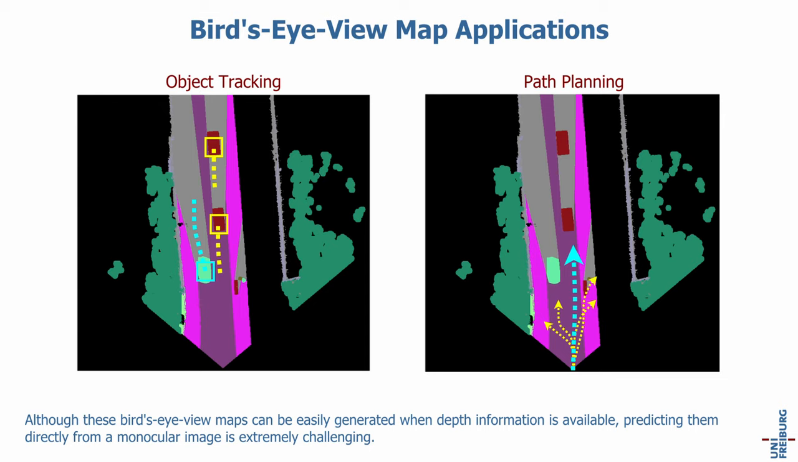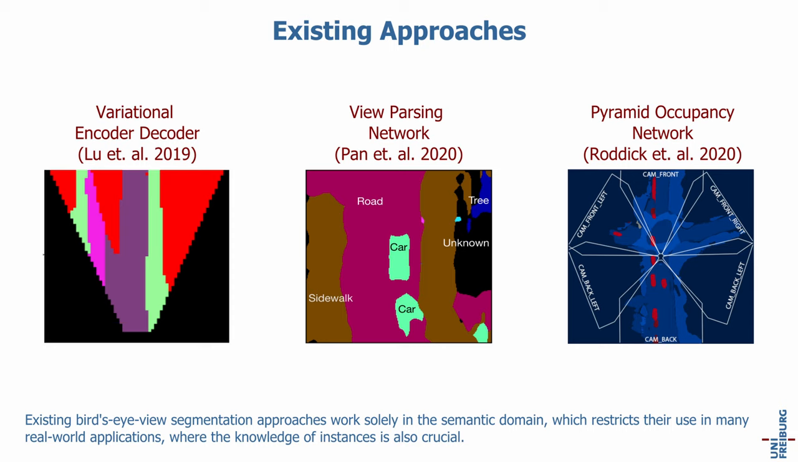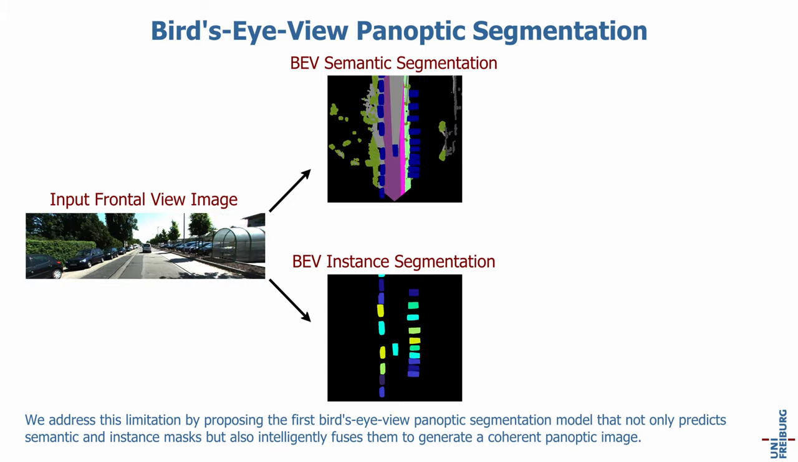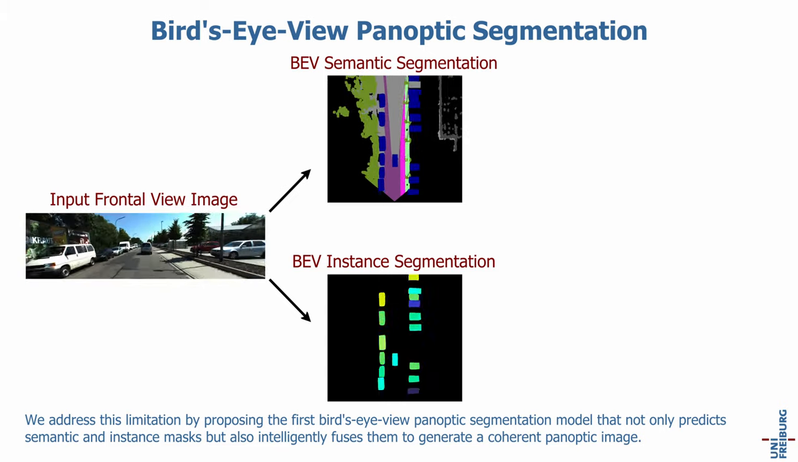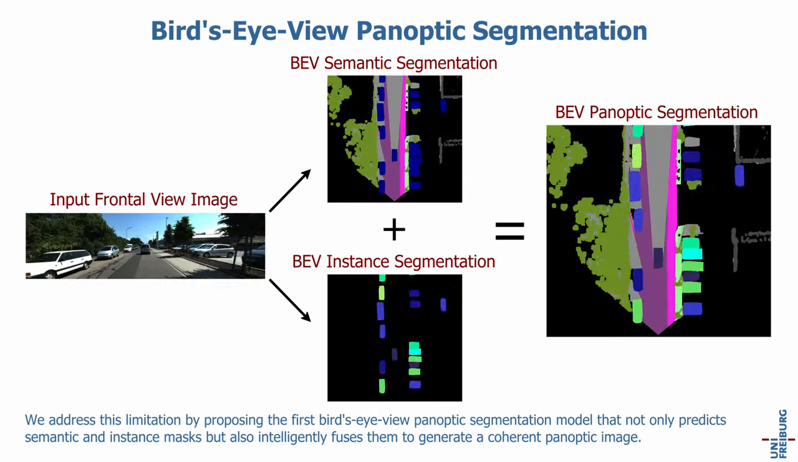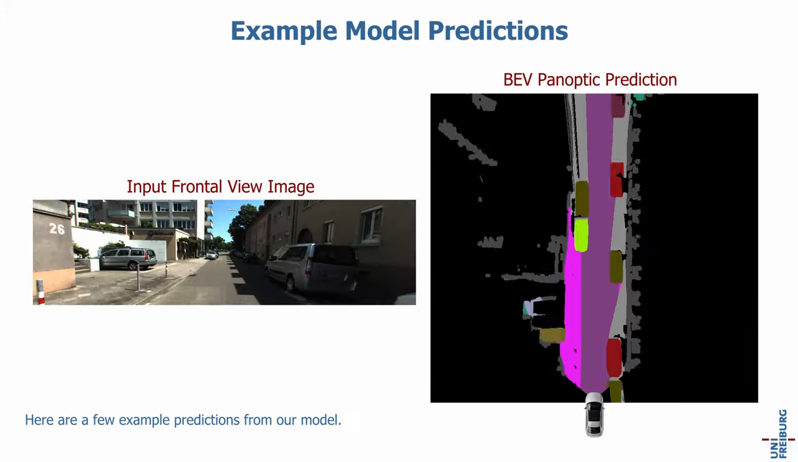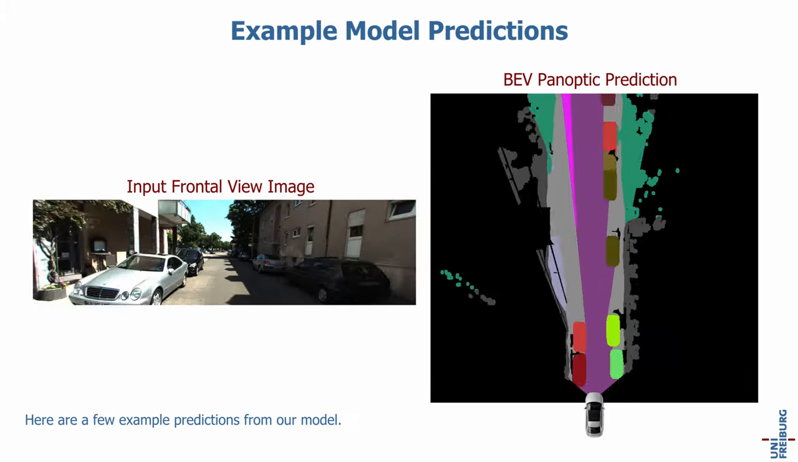Although these bird's eye view maps can be easily generated when depth information is available, predicting them directly from a monocular image is extremely challenging. Existing bird's eye view segmentation approaches work solely in the semantic domain, which restricts their use in many real-world applications where the knowledge of instances is also crucial. We address this limitation by proposing the first bird's eye view panoptic segmentation model that not only predicts semantic and instance masks, but also intelligently fuses them to generate a coherent panoptic image. Here are a few example predictions from our model.